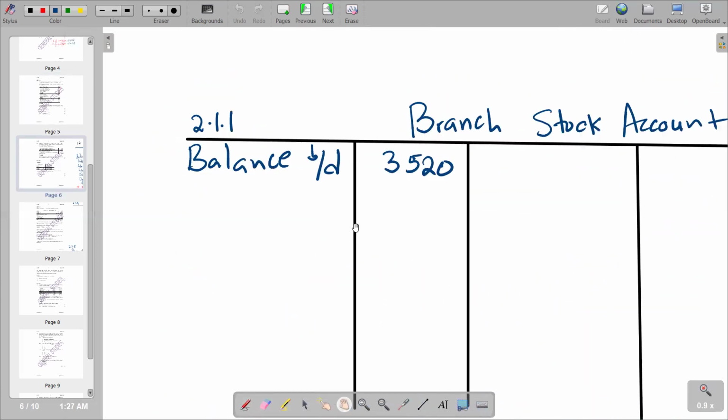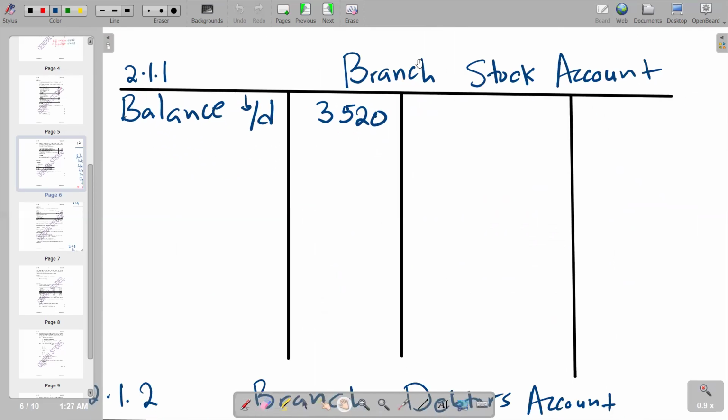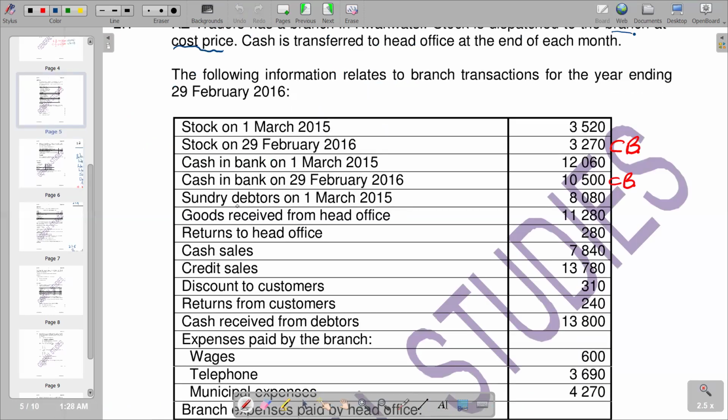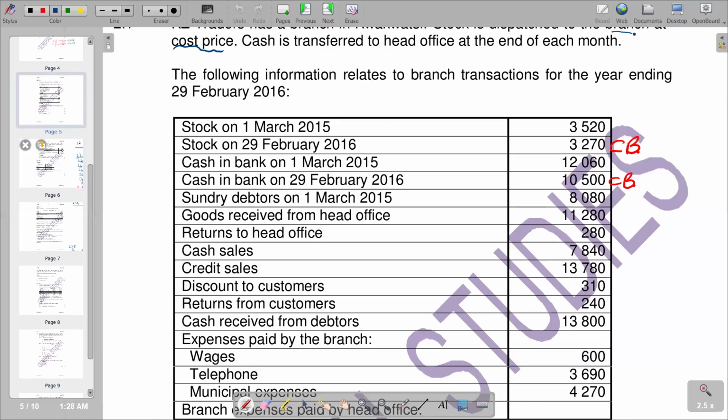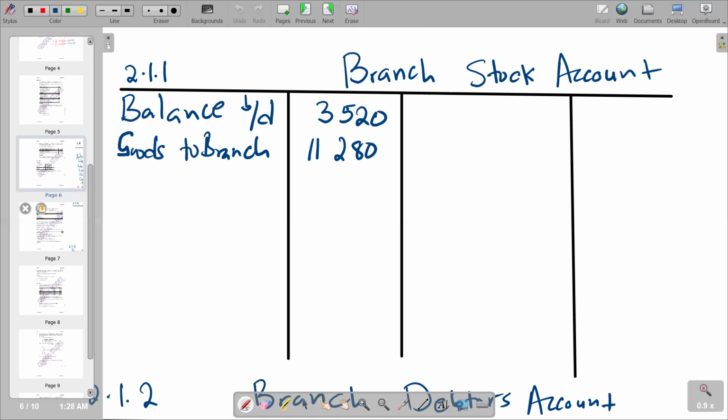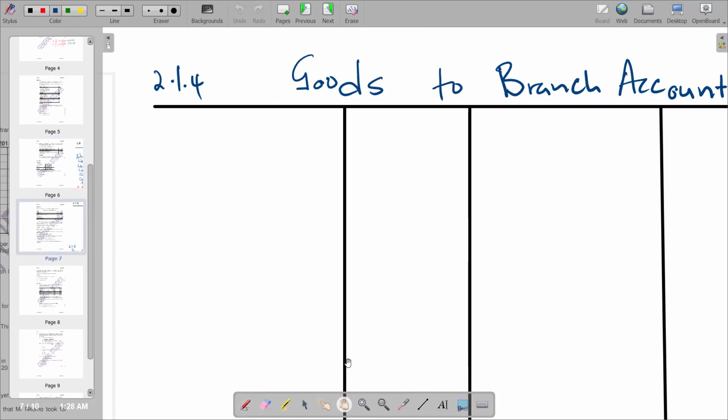So this is our branch stock account. So we go to the debit side, and we are saying goods to branch. That's the other account because of the amount 280. So we can enter 11,280. Then from there we can now go to the other account, which is the goods to branch account, which is supposed to be now credited.